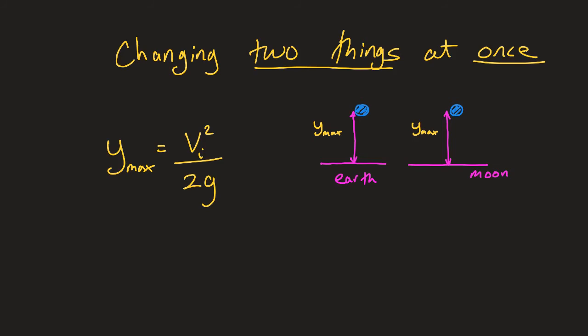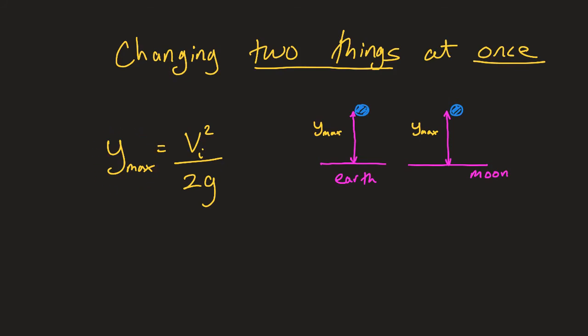Well, we can't change gravity, right? We can't hit a button to increase the gravitational field strength on the moon. But we can manipulate the velocity that we shoot it up at. Okay, so this is where we're now going to be changing 2 things at once. Not only as we go from the Earth to the moon are we changing the gravitational field strength down here in the denominator, but we're also going to manipulate the initial velocity up here in the numerator. And we want to make it such that the 2 effects balance out and we end up having no change at all in our maximum height.